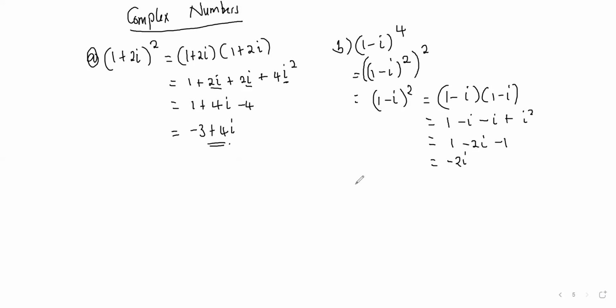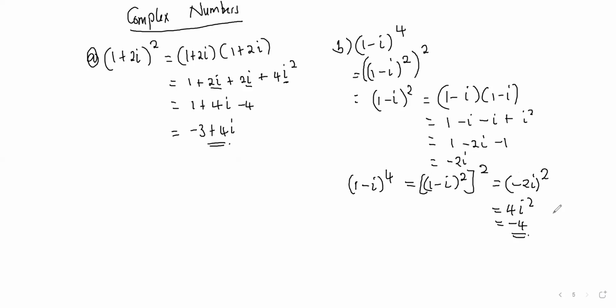So meaning, what we have now is 1 minus i power 4, sitting as 1 minus i power 2, power 2, and the inside is -2i squared. So meaning, we'll get 4i squared, which is -4, like that. You see that?